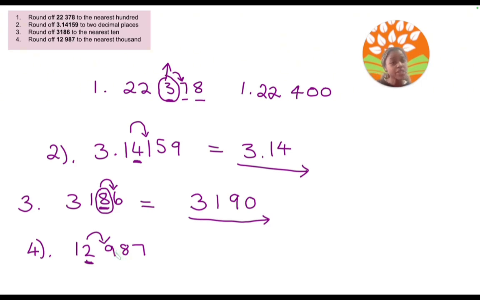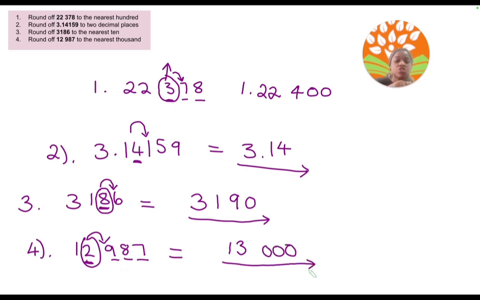So what happens when it's greater than 5? The number in the spotlight, the number in the 1,000 column, has to increase by 1. And then everything else changes to a 0. So if that 2 increases by 1, it will become a 3, and then everything else, the 9, the 8, and the 7 have to change to zeros. So now the number that's rounded off is 13,000.